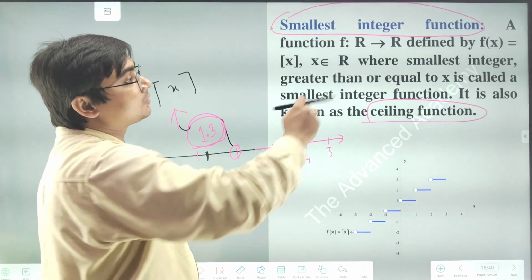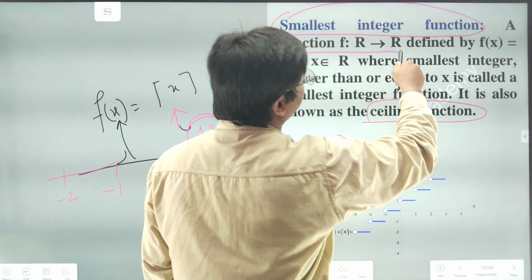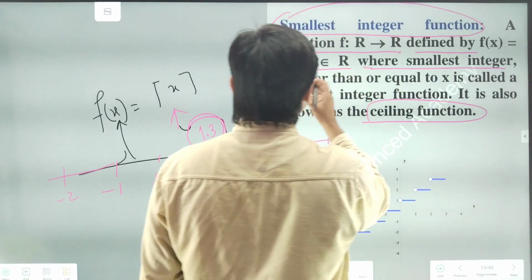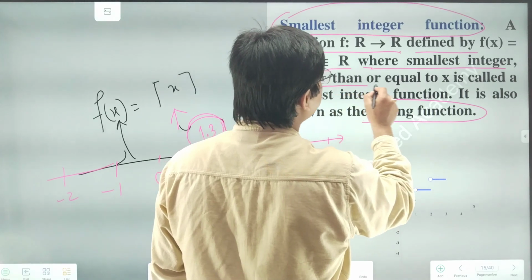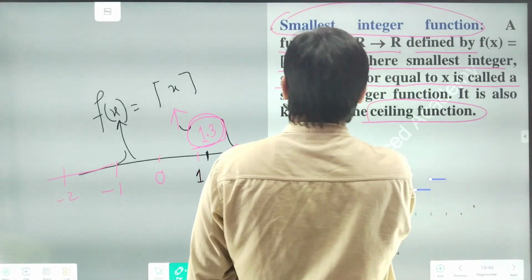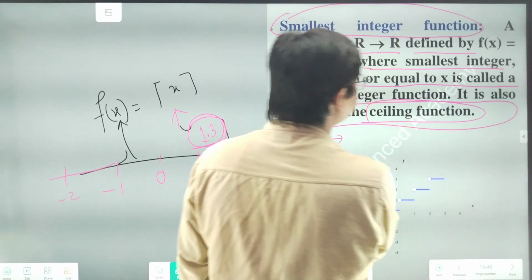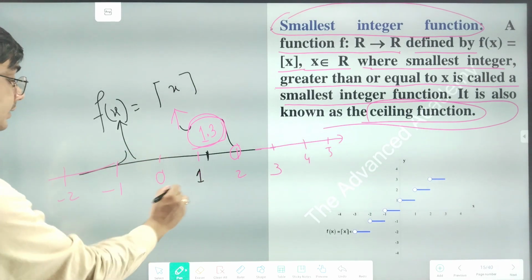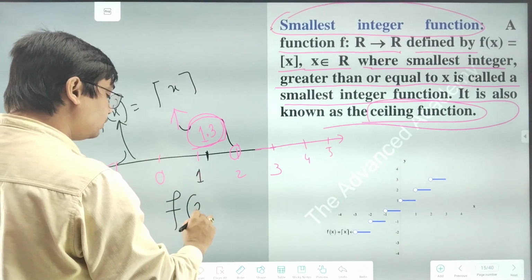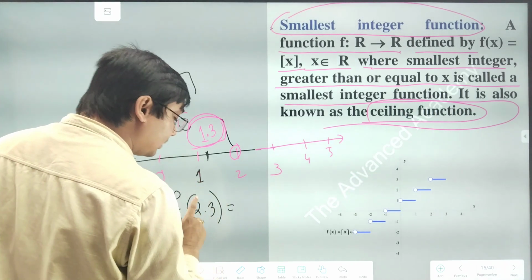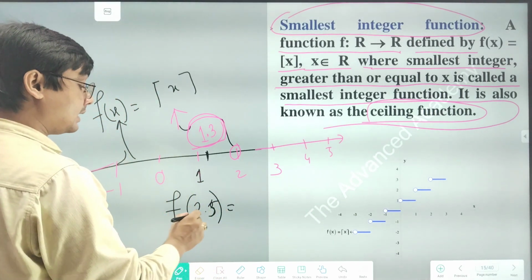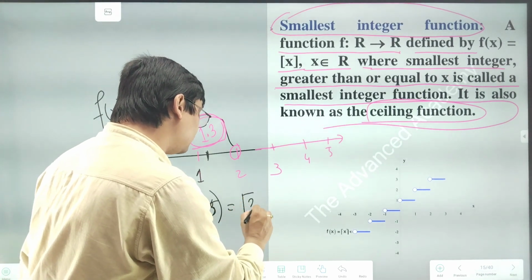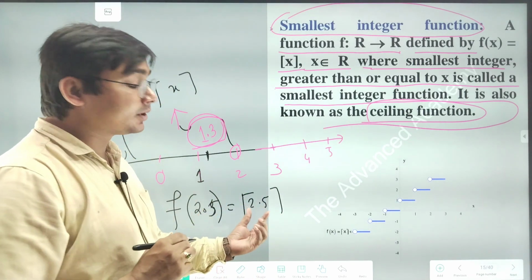Yes guys, so you see the definition: if the function f from R to R is defined this way, where the smallest integer greater than or equal to x is called the smallest integer function, and it is also known as the ceiling function. Again I repeat, suppose we put 2.5 in f, then what will this function give?